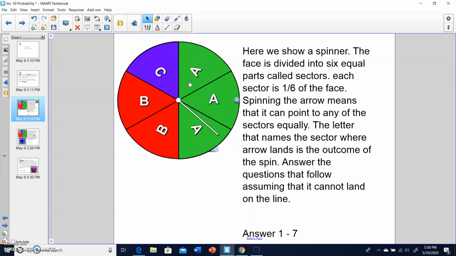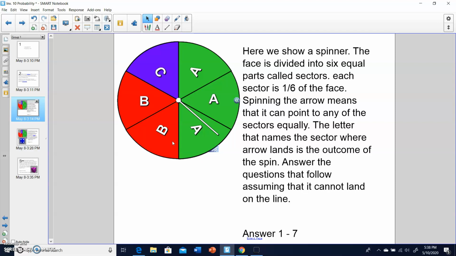All right, now let's go through and look at these questions 1 through 7. Number 1, if the arrow is spun once, what are the outcomes? What outcomes are possible? So what are the choices it's going to land on? Go ahead and write that down. Number 2, which letter is the arrow most likely to stop on and why? So which of these choices is it most likely to land on if I just spin it one time, and why?